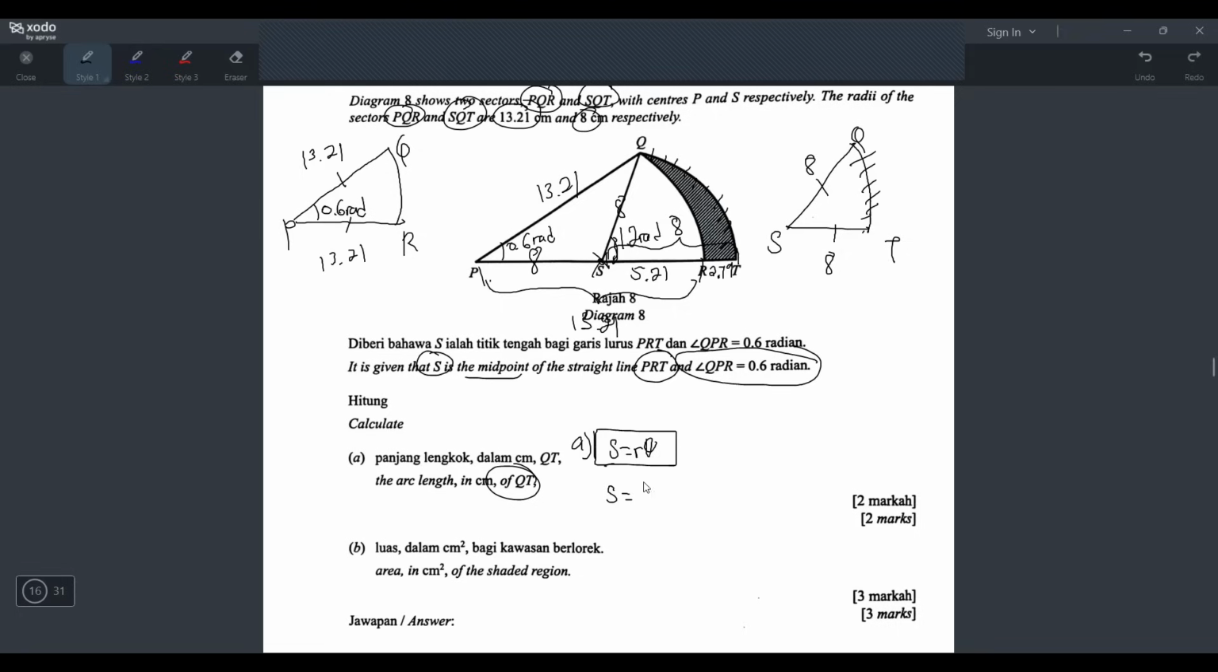And what is the radius? 8 cm times with theta. The theta is not 0.6. Look carefully, the theta is here. So the theta here should be 1.2 radian. And I already explained how you get the 1.2.